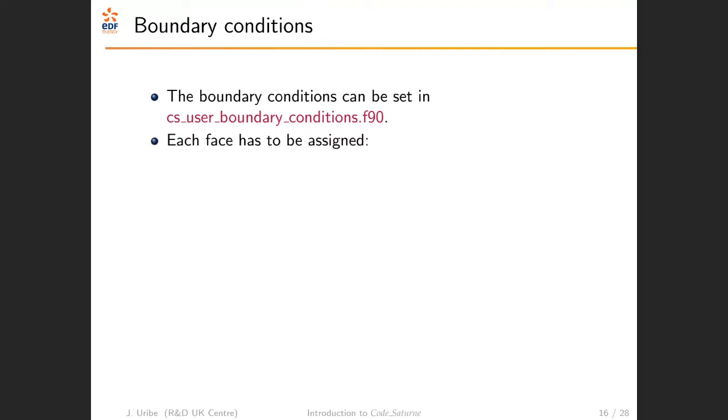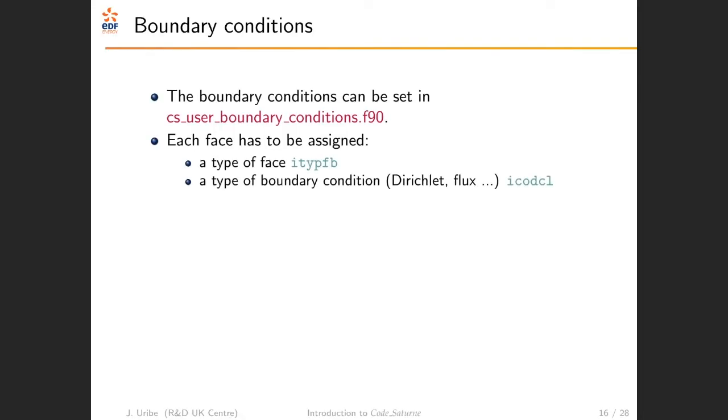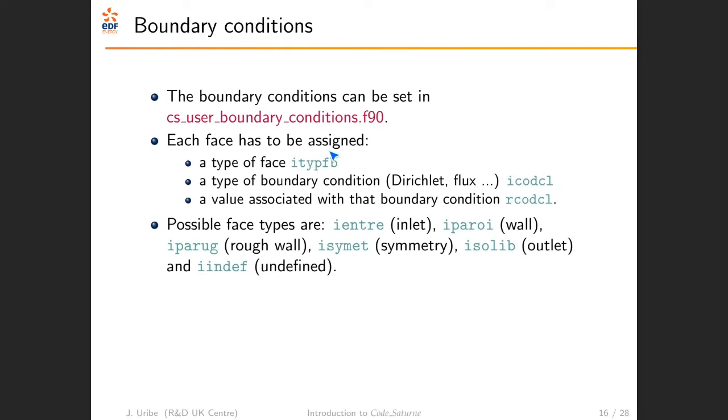Now, a little bit more on the boundary conditions. As I said before, you need to assign for each phase, not only the region, but for each phase, it needs to be assigned the value. So you need to assign what type of phase boundary condition it is. Could be a Dirichlet, it could be a flux condition, and depending on what type it is, you can define the value. Okay. So you have these types predefined, which are inlet, walls, rough walls, symmetry, outlet, and this one is generic, undefined.